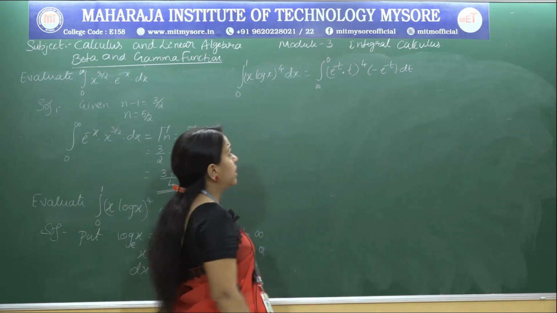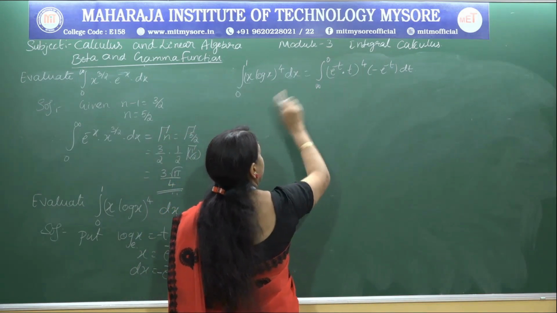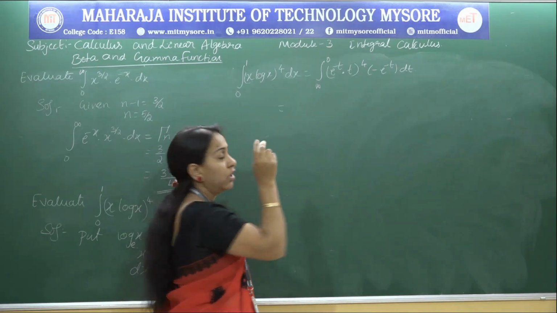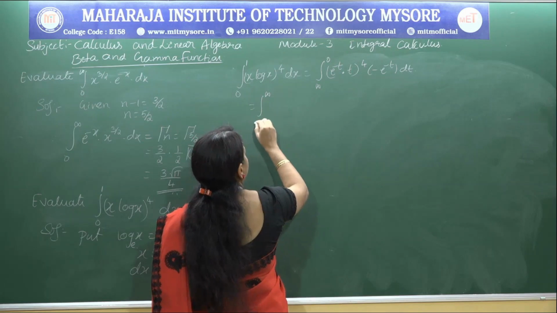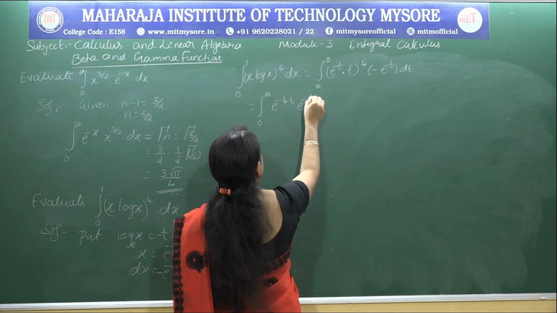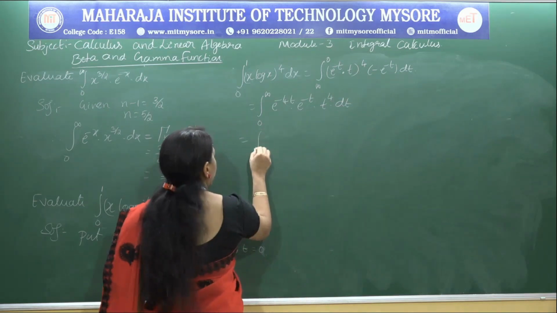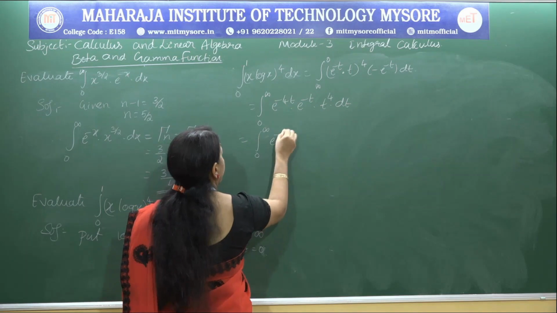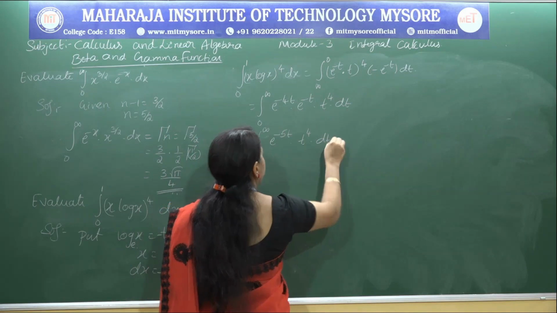Now simplify this. If I remove that minus sign, I can interchange the limits, right? So it is nothing but the integral 0 to infinity of e to the power of minus 4t into e to the power of minus t into t to the power of 4 dt. So we have the integral 0 to infinity of e to the power of minus 5t into t to the power of 4 dt.